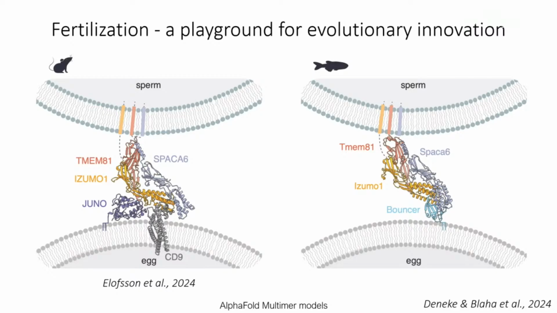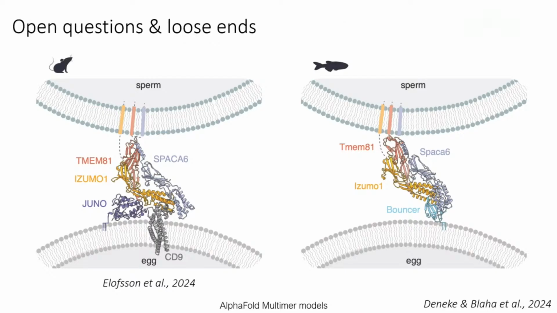In mammals, there was another paper that also did AlphaFold predictions, similarly to us, and they predicted for the mammalian complex that CD9, which is a tetraspanin protein known to be involved in fertilization, would bind exactly at the site where Bouncer might bind. Whether this is really the case, the future will tell. We don't know yet, but I think it is extremely exciting that we now have molecules and can actually put functions to them. So there are many open questions and loose ends.